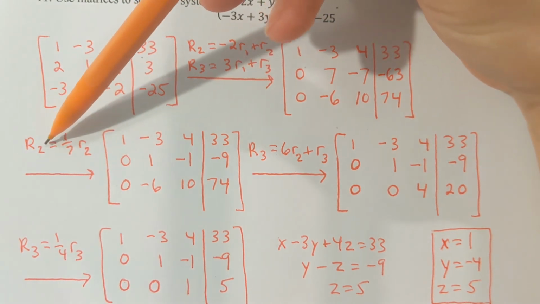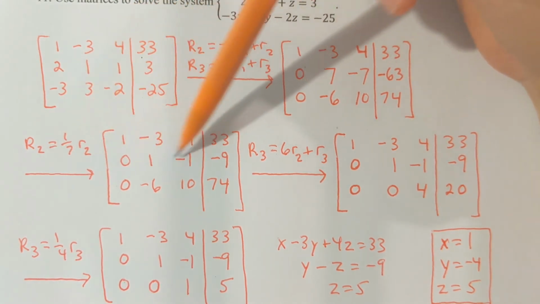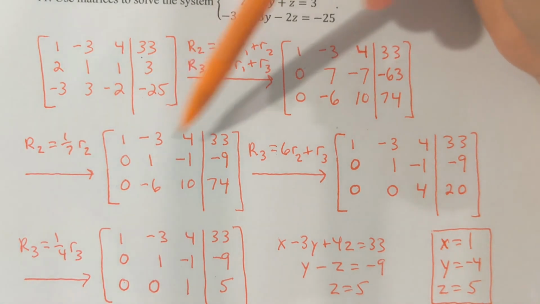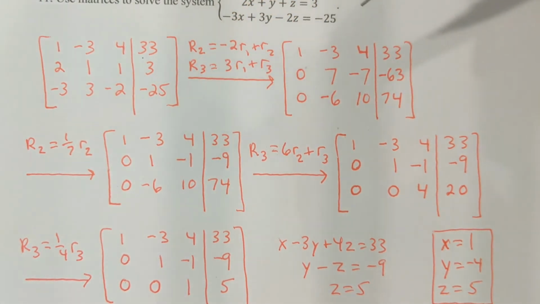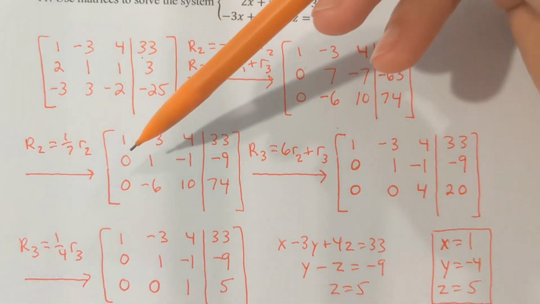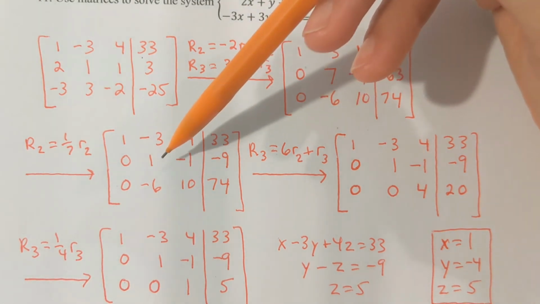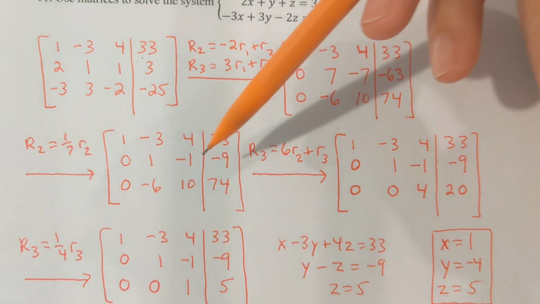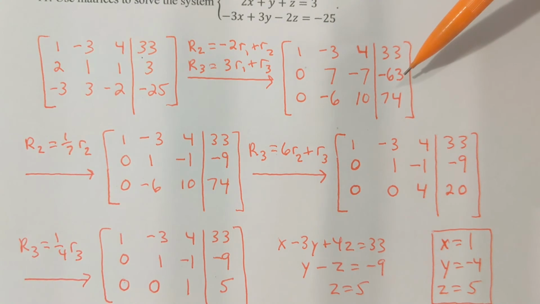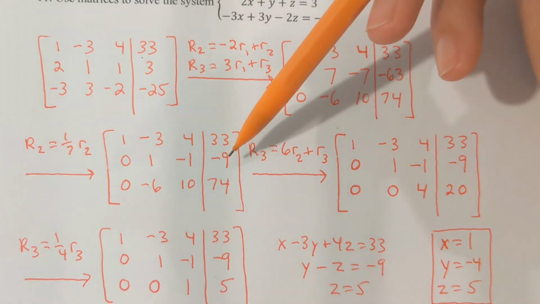I'm getting a new row 2 by taking 1/7 times the old row 2. Rows 1 and 3 are going to stay as is. 0 times 1/7 is 0. 7 times 1/7 is 1. Negative 7 times 1/7 is negative 1. Negative 63 times 1/7 would be negative 9.